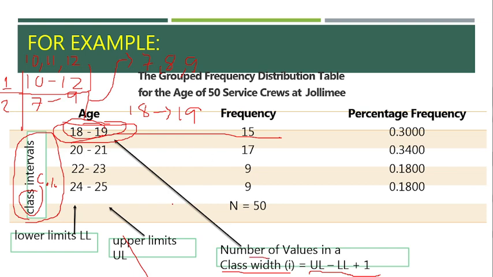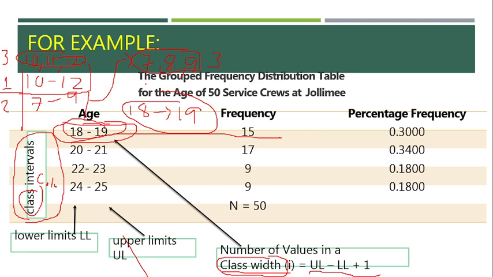But when we are telling class width, it refers to how wide your class is. How wide is your class? So when we ask ourselves how wide your class is, in your first row and your second row, okay, your first row has 3 values, correct? Your second row contains 3 values as well. So when we have class width or class size, it shows the size of your class.